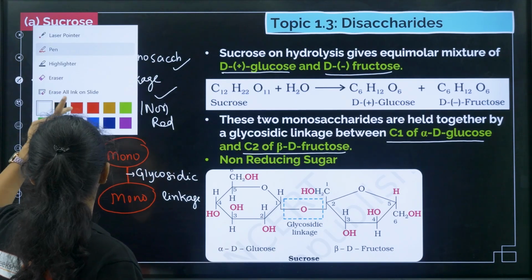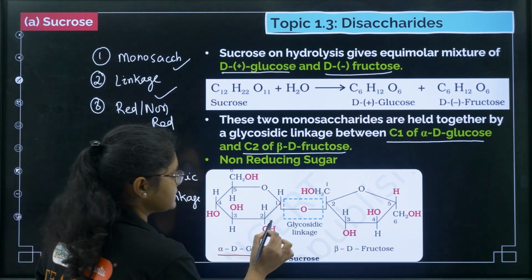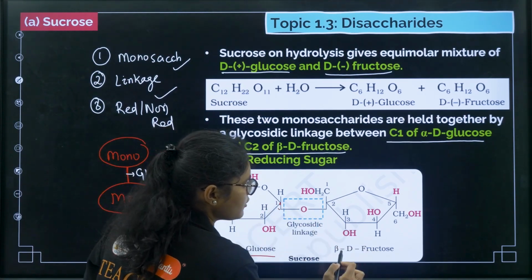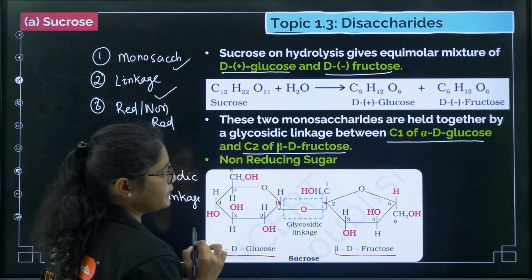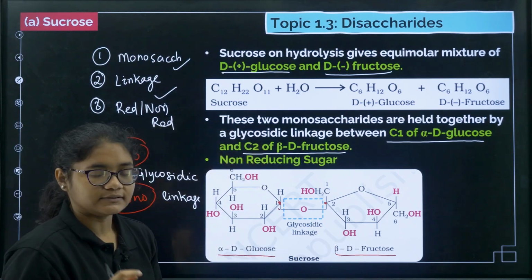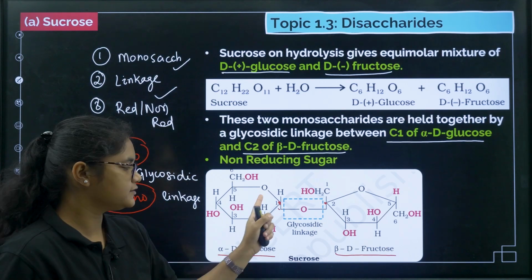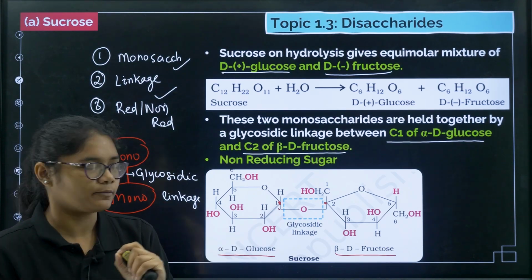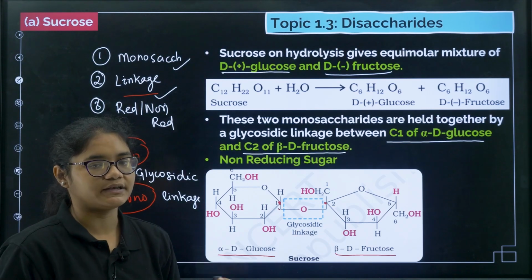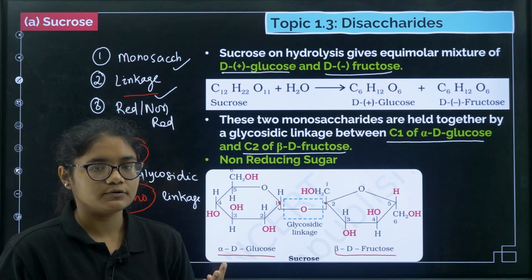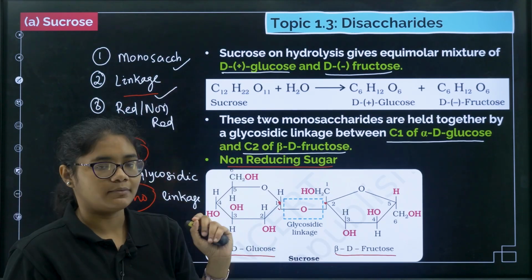Now let us see that structure here. You can see this is glucose, right? Alpha D-glucose. Alpha means OHs should be present down. And this is your beta D-fructose. C1 of this one, and this is carbon number 1 and this is carbon number 2, so C2 of beta D-fructose. These two carbons are involved in the glycosidic bond. So what is there in linkage? C1 of alpha D-glucose and C2 of beta D-fructose. Clear? Next, coming to reducing and non-reducing: this is a non-reducing sugar. Clear? So these 3 points you need to remember about sucrose.